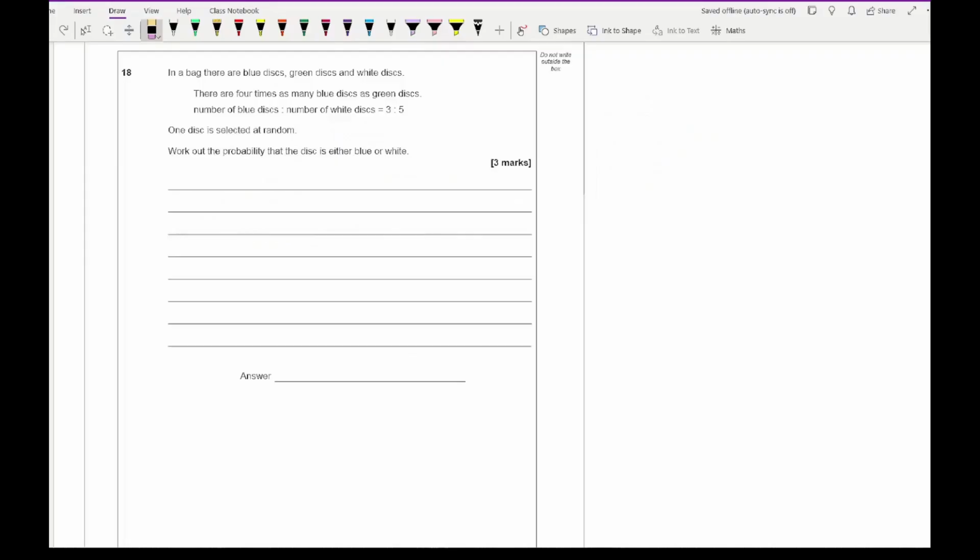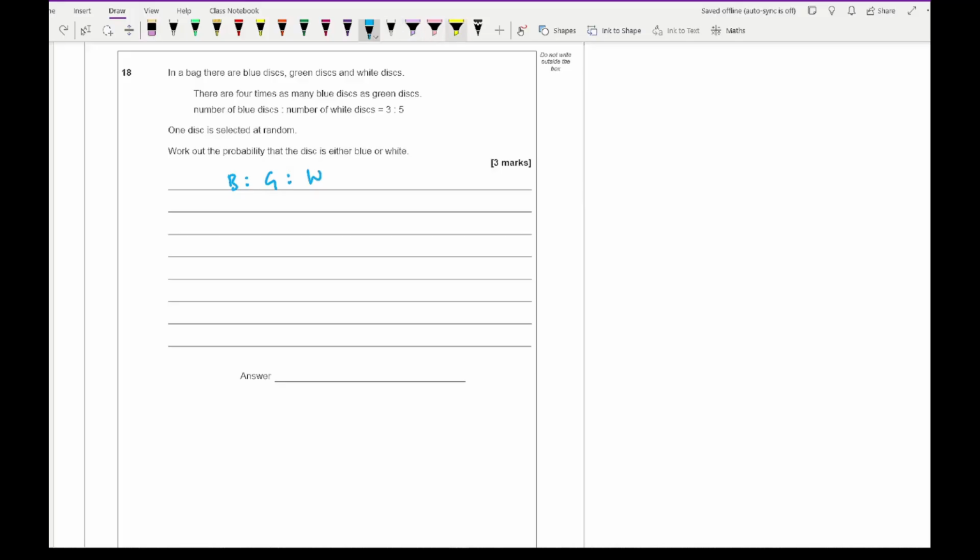Now looking at question 18, it says that in a bag there are blue discs, green discs and white discs, and there are 4 times as many blue discs as there are green discs, and the number of blue discs to white discs is in the ratio 3 to 5. One disc is selected at random, work out the probability that the disc is either white or blue. Now to start this question off, what we need to do first is set up our ratios. So we've got blue, green and white.